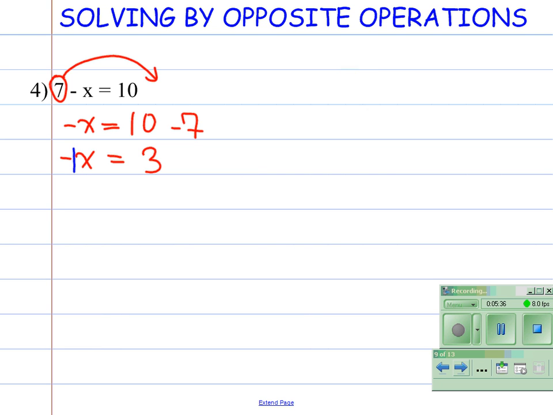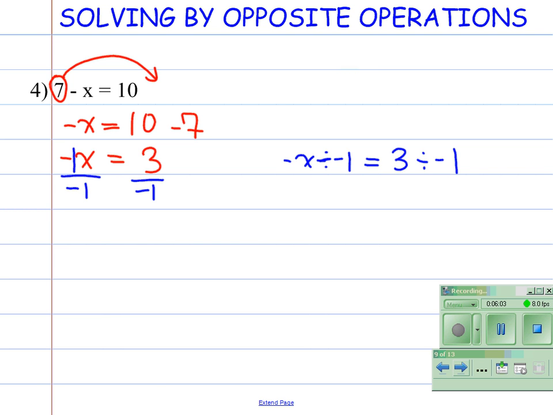So the opposite of multiplication is division. So underneath, if I were to divide by negative 1, and I'm showing it as a fraction, but you can also show it as a division symbol. So you could have negative x equals 3 divided by negative 1. Or sorry, balanced. Negative x divided by negative 1.